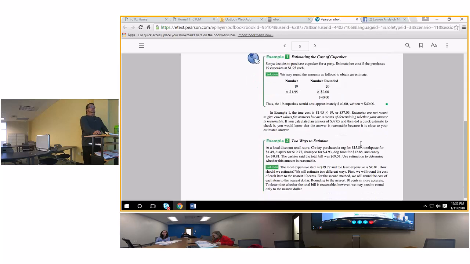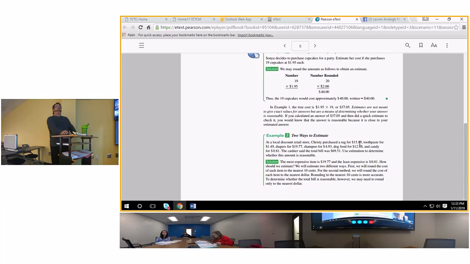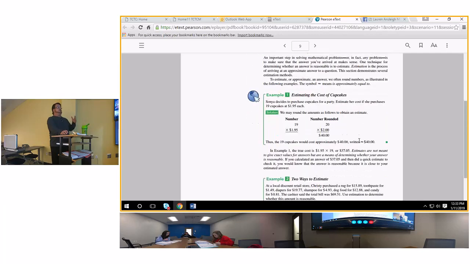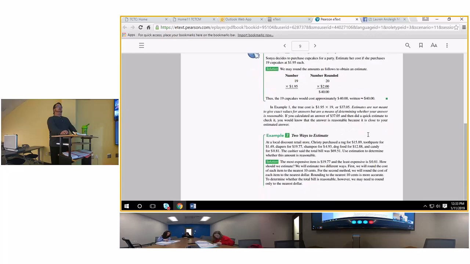You should write down in your notes, if you're real slow, page number 9, example 1. That's a good example. At a local retail store, Christy purchased a rug for $15.89.